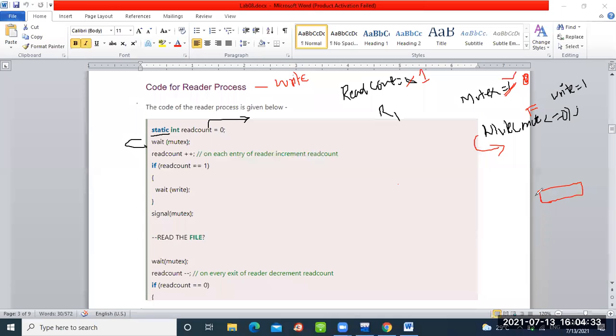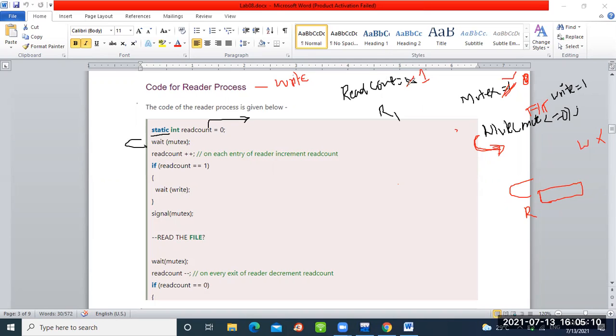Case number 2: if one reader is inside a data set, I am not going to allow a writer. Now I am making it 0, so if a writer wants to access this, this condition will be true for the writer, because the mutex value is 0. The writer will stay here. I will show you the code of the writer so that it becomes clear.